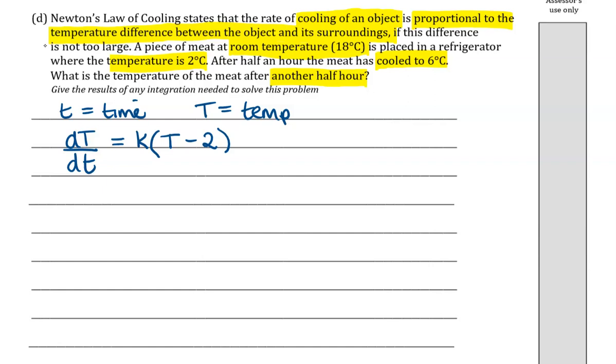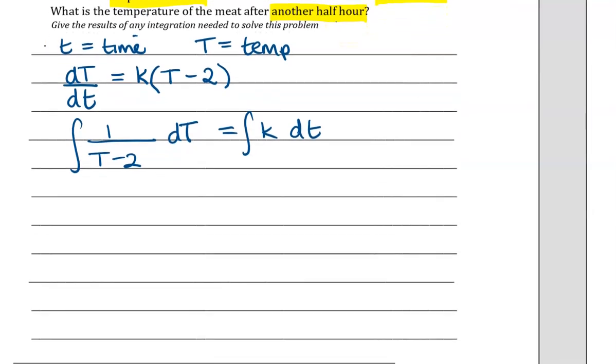What we're aiming for is to be able to work out the temperature after another half an hour. So we're aiming for something where we can write a function of T equals and plug it in and work out what that temperature would be. So to get that, we'll need to separate these variables. We will need to bring anything that's capital T to one side and little t to the other. So we can take 1 over T minus 2 to the left and leave the k there and put the little t on the right and integrate both sides of that function.